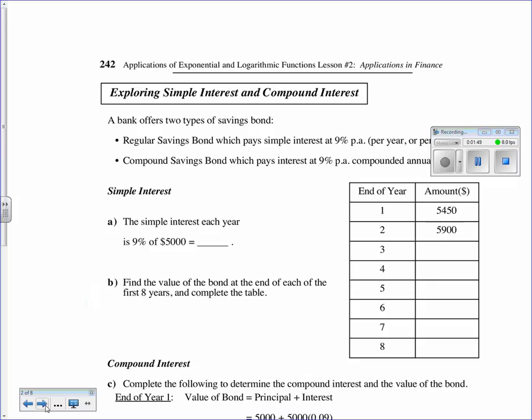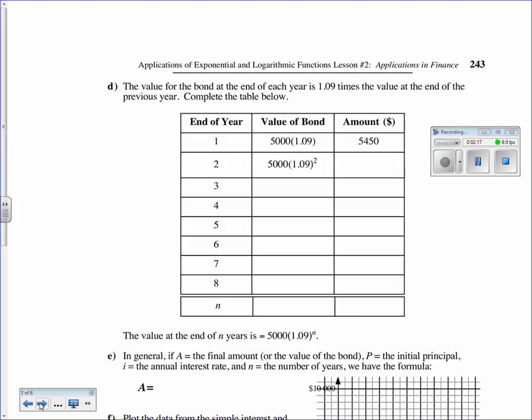So Canada savings bonds used to be something that our family purchased. Regular savings bonds might be paid with simple interest. Compound savings bonds, the interest rate might be a little bit lower, but you ended up getting more money at the end. If the interest rate is the same, the advantage is for compound interest. We're going to take a look at another chart. So let's turn the page one more time.